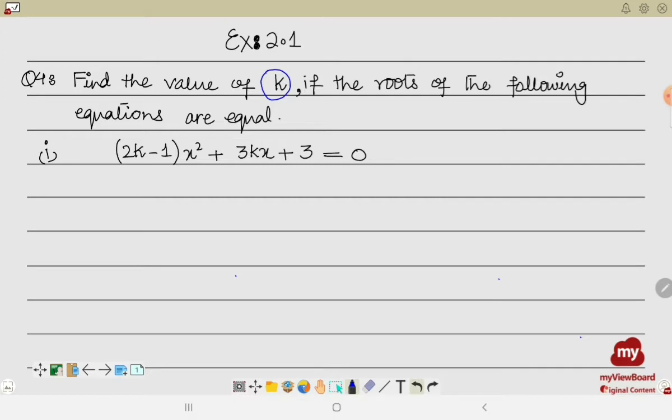In this video, we are going to find the value of unknown using the concept of discriminant. Let's read out our question. Find the value of k if the roots of the following equations are equal.